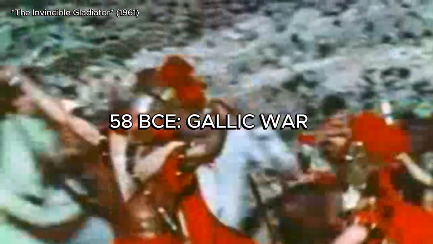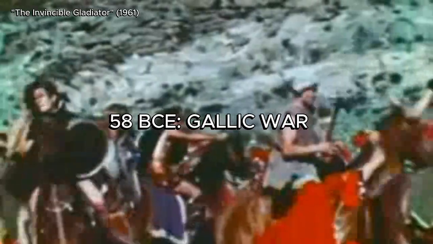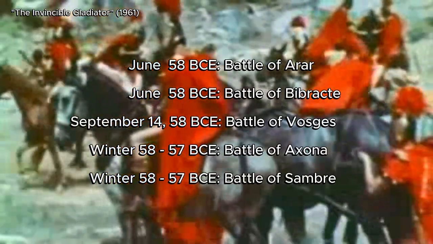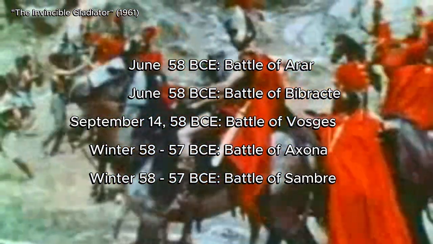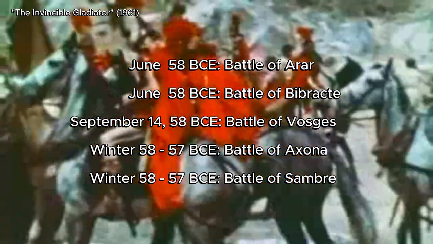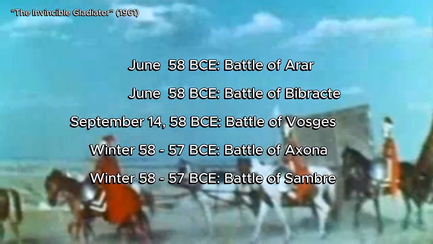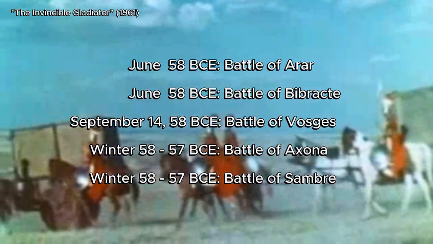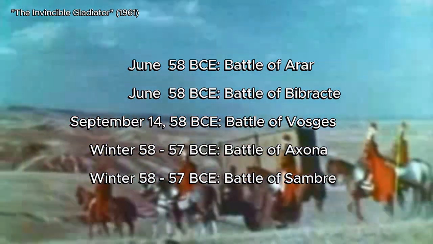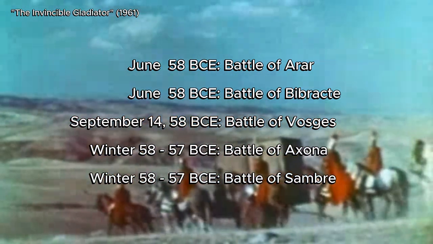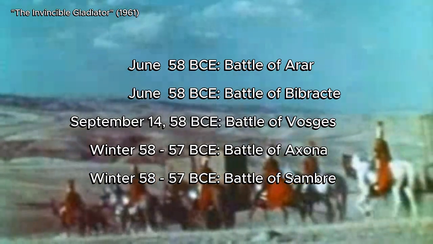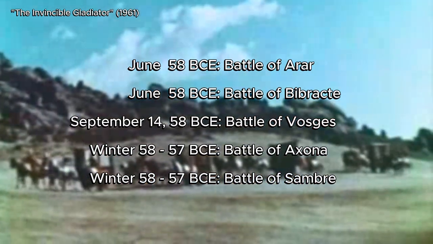In 58 BCE, the Roman Republic under the command of Julius Caesar started the Gallic War. Beginning from the month of June, Battle of the Arar and Battle of Bibracte against the Helvetii, Battle of Vosges against Swabia on September 14, Battle of Axona against the Belgae, and Battle of Sambre with the Belgae, but now facing also against the Nervii during the winter between 58 to 57 BCE.